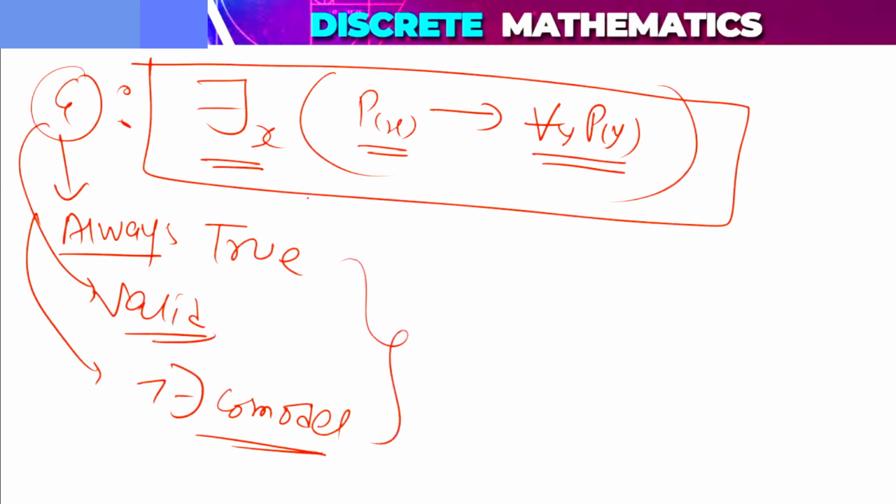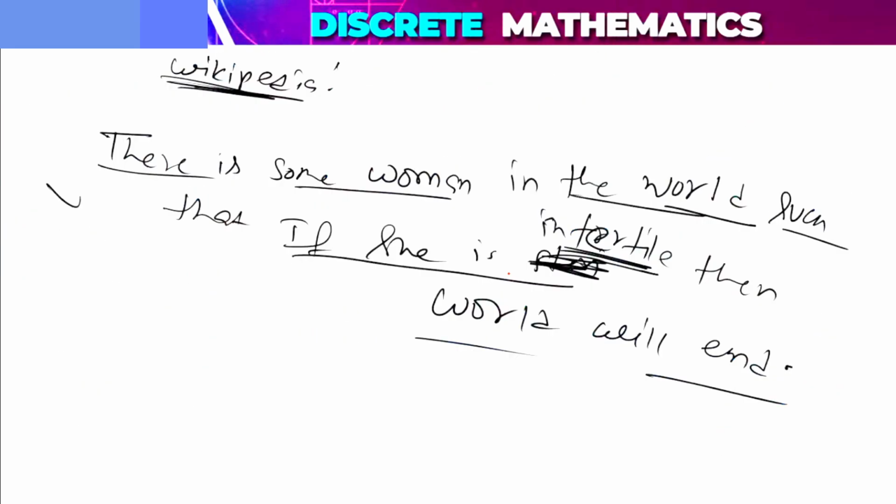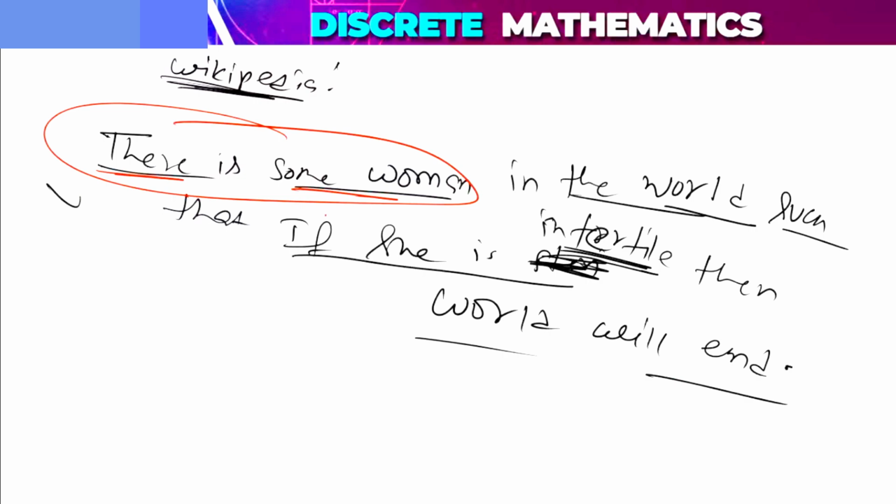Okay, now here you can see this statement. Any statement which you can write like this is always true. So this drinker paradox, like we have seen, or you can see this example. There is some woman in the world such that if she is infertile, then the world will end. This is also true. Why? Because this is the same scenario. World will end means, of course, if no one gets born, then of course the world will end. But the point is that this is also the same scenario.